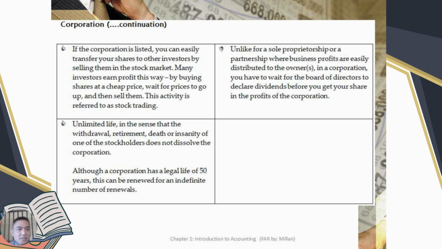Another advantages and disadvantages. For the advantages, if the corporation is listed, you can easily transfer your shares to other investors by selling them in the stock market. Many investors earn profits this way by buying shares at a cheap price, waiting for prices to go up, and then selling them. This activity is referred to as stock trading. For another advantage, unlimited life in the sense that the withdrawal, retirement, death, or insanity of one of the stockholders does not dissolve the corporation, unlike the partnership.